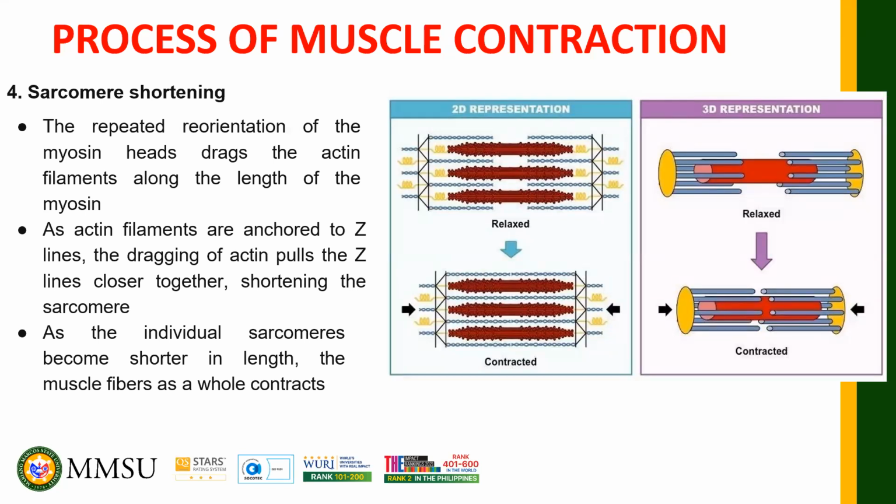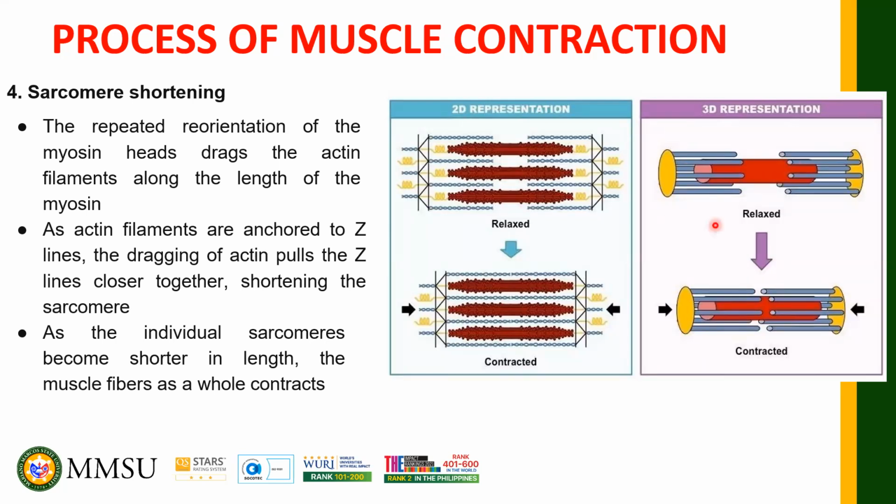Okay? So, as the myosin heads now pull the actin filaments, yung mga ZDs natin, they will move toward the center of the sarcomere, which are usually drawn closer together. So yung movement na to of the ZDs will occur within the sarcomere, resulting in the sarcomere shortening.